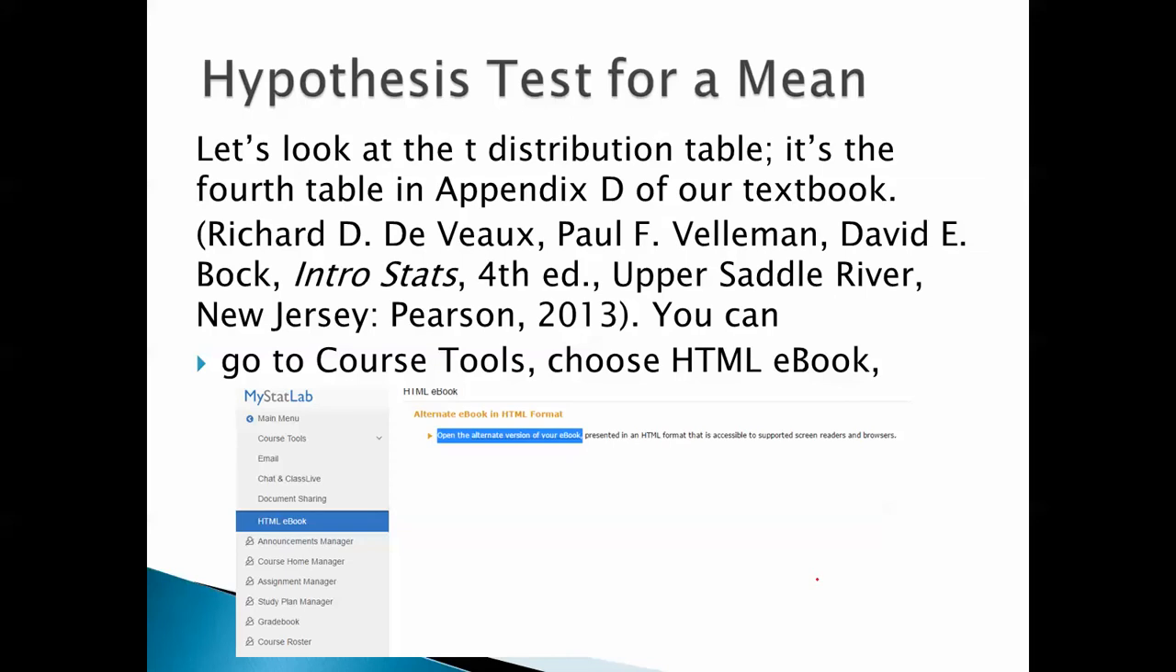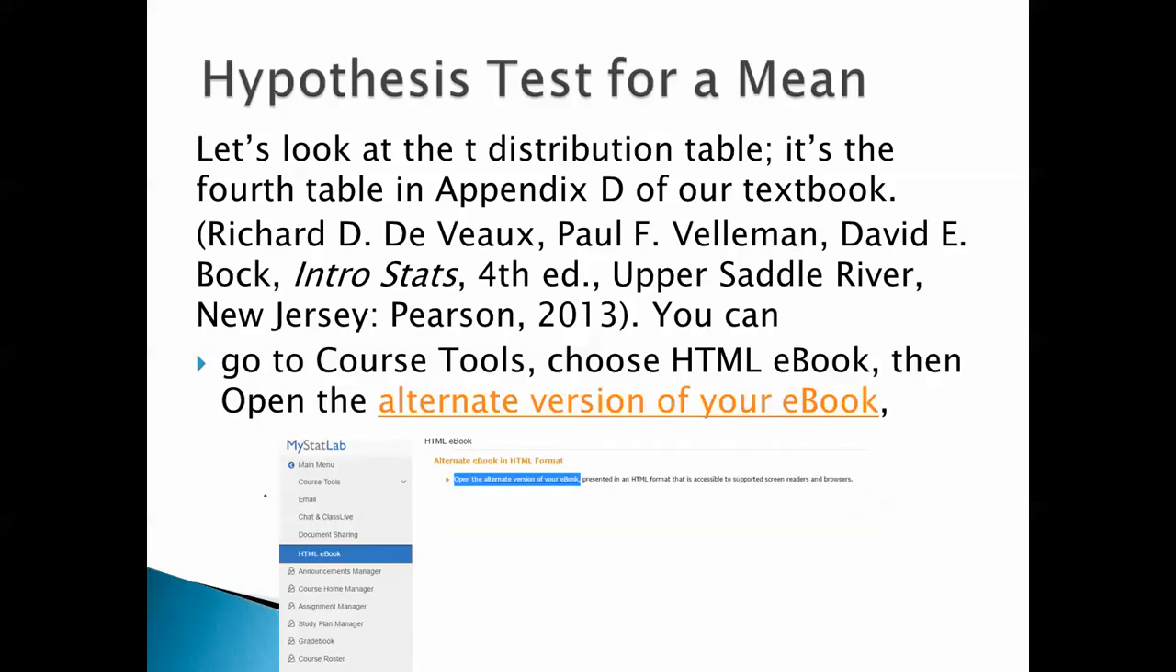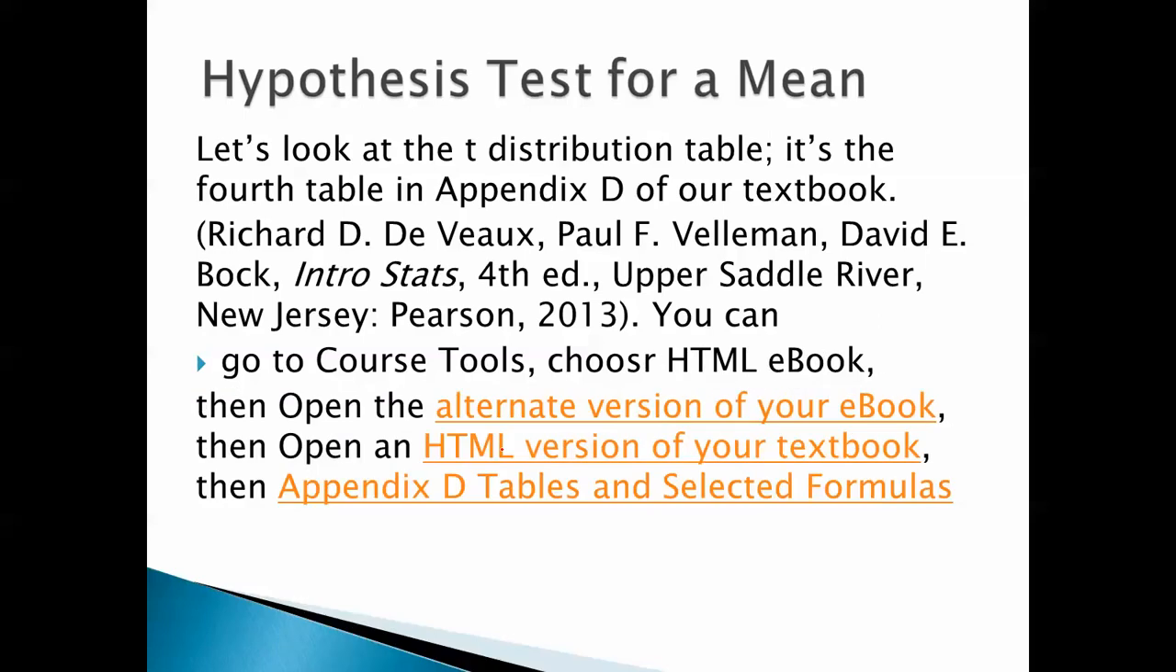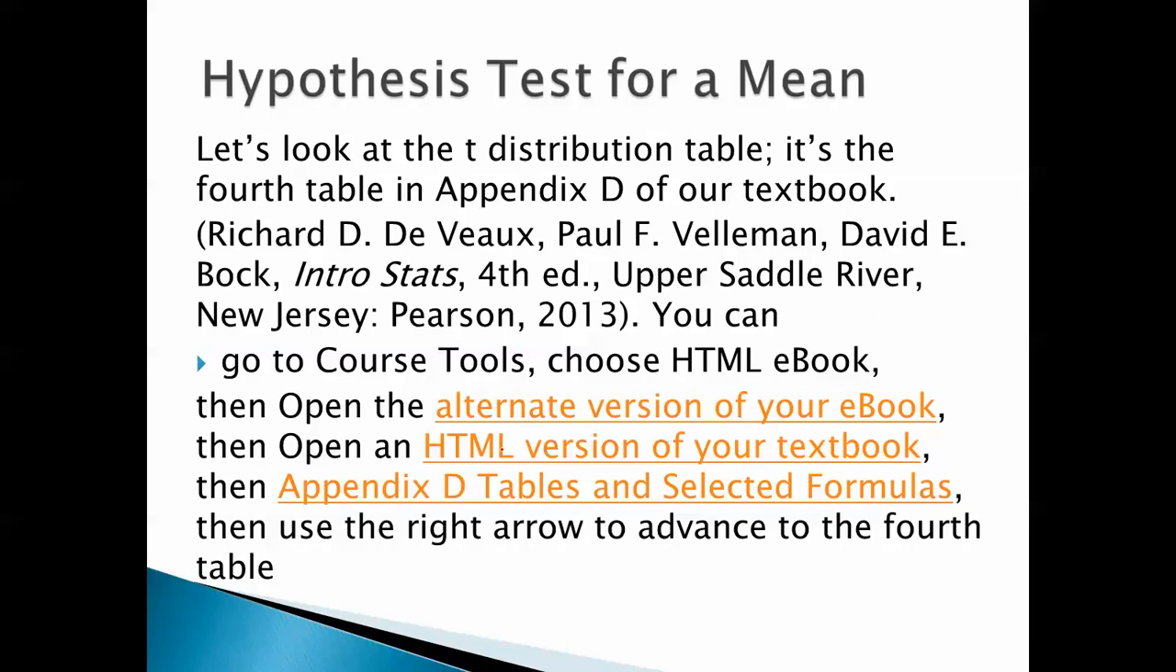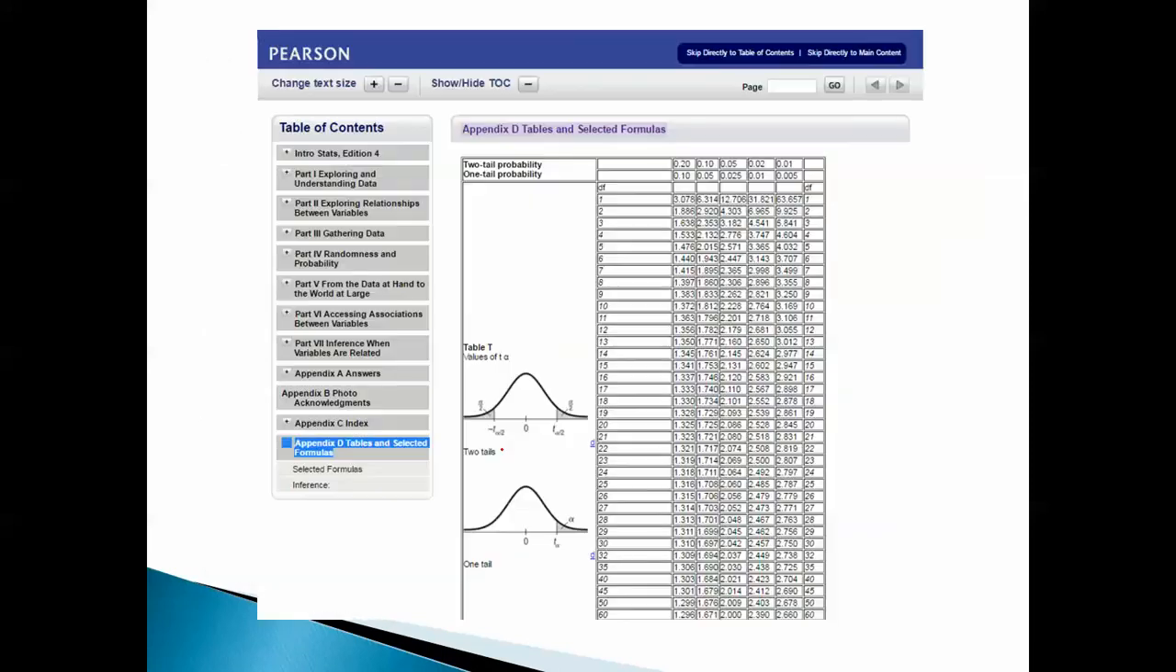Okay, let's look at the t distribution table. It's the fourth table in Appendix D of our textbook. Here's how you can access it. You can go to Course Tools and choose HTML ebook. Then open the alternate version of your ebook, and then open an HTML version of your textbook, and then Appendix D, Tables and Selected Formulas. Then use the right arrow to advance to the fourth table. Your fourth table should look something like this.